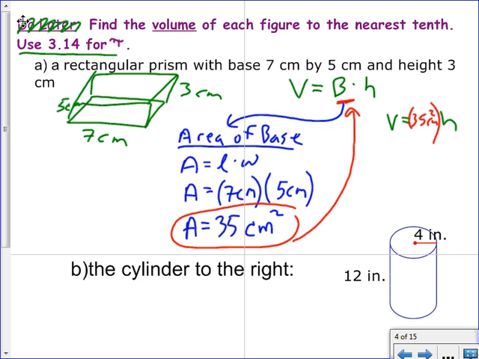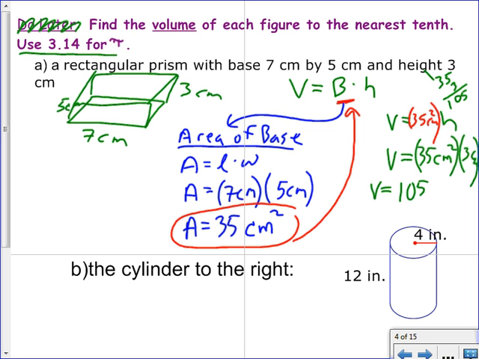Good. Volume equals 35 centimeters squared times the height, and then I will just plug in for h, the height, which I know is 3 centimeters. So this is equal to 35 centimeters squared times my height, which is 3 centimeters. Okay? And then I will just multiply. 35 times 3, I'll do it up here, we get 105, so volume is 105.